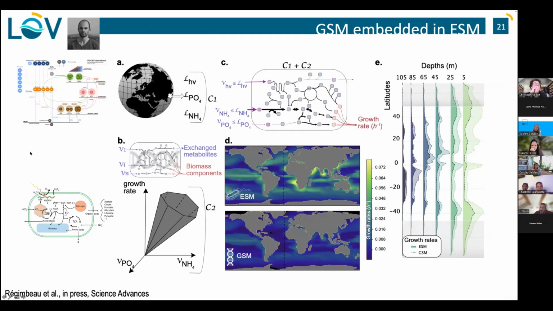So he merged the two to try to model the biology component of the ocean and its implication for the biogeochemistry at global scale. So he embedded a genome scale model into an Earth system model. So that's one of the outcomes. I'm skipping the detail here, but you have a lot of information in the paper that is on bioRxiv, and it will be published in the coming months.